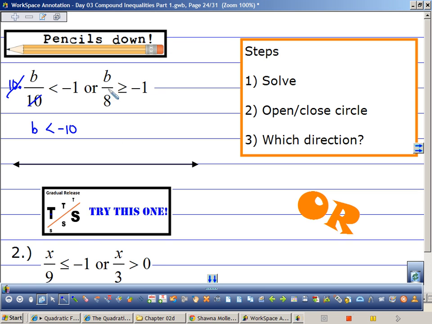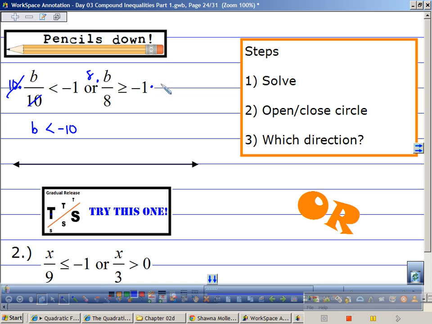How would I solve for this one? Multiply both sides by 8. B is greater than or equal to negative 8. Do I change the sign on that one? No. All right, so let's make ourselves a negative 10 and a negative 8. Is this going to include negative 10? Not include. Less than.